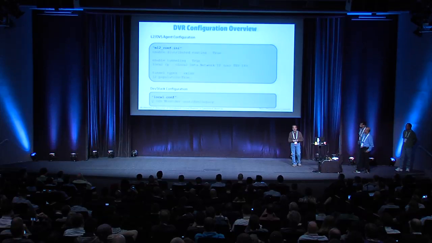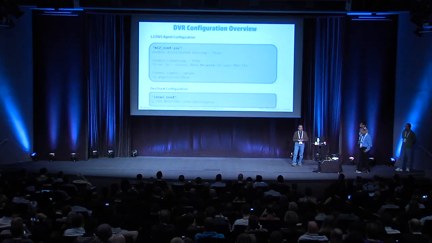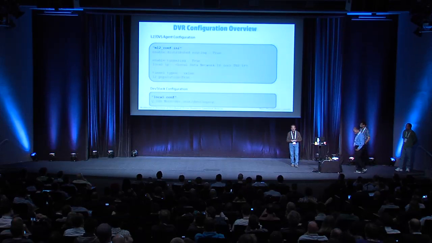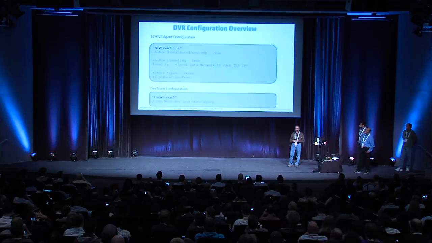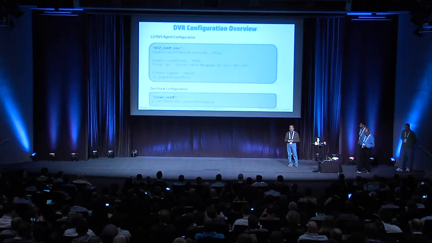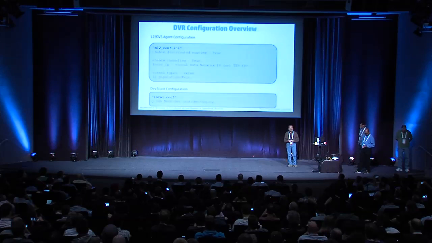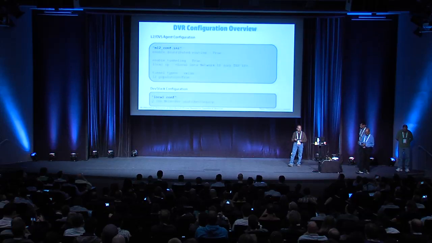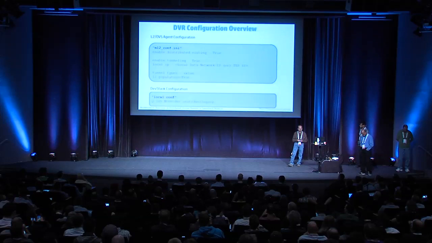Similarly, to enable L2 level distributed routing functionality, there's a flag added called enable distributed routing. You have to set it true for supporting DVRs. Currently, DVR functionality requires VXLAN. So VXLAN tunneling and L2 pop have to be enabled. And that's listed out here for your use.